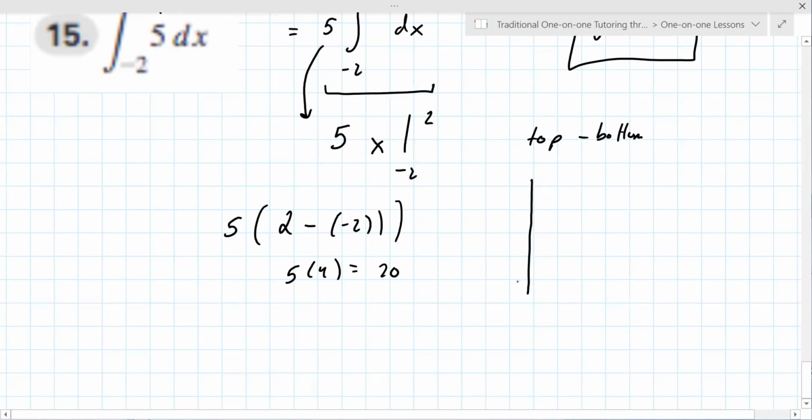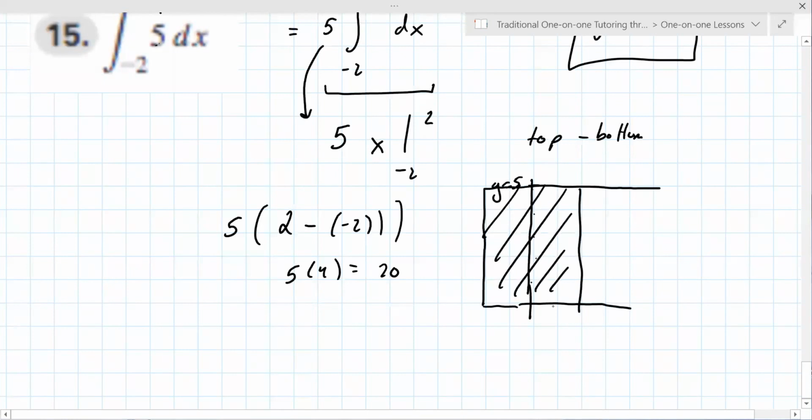And just for a geometrical interpretation here, that 5 corresponds to y equals 5, and you're going from minus 2 to 2. So it's just this area. Oh, okay. It's the rectangle. It's base times height. All right, so every other odd would put us at 19. Yep.